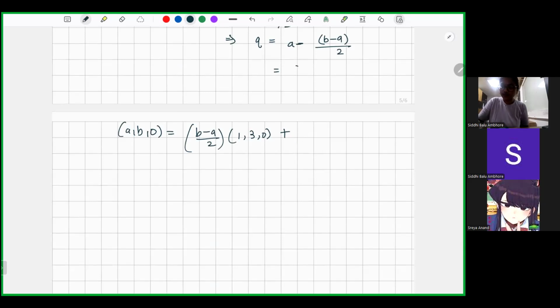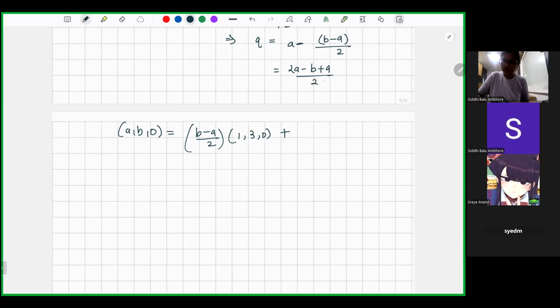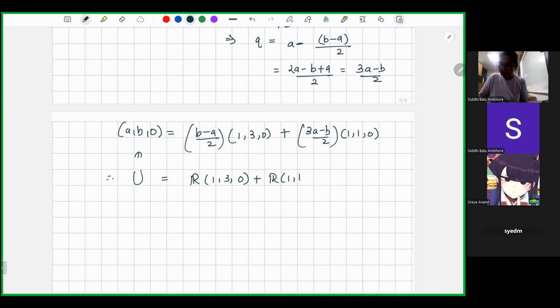This is 2a minus b plus a by 2. This is (3a minus b) by 2, (3a minus b) by 2. I think we took (1, 1, 0). And you can just solve and check that therefore this was an element from U, and this is a linear combination of R(1, 3, 0) plus R(1, 1, 0).